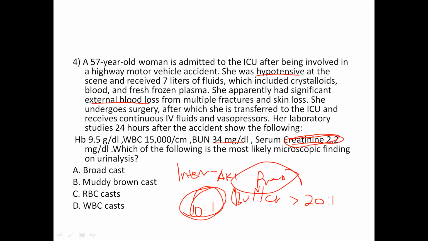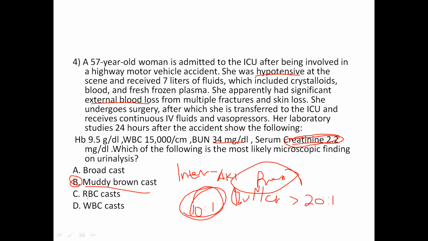So if the patient has this acute tubular necrosis and you send a urinalysis, which of these casts do you see in acute tubular necrosis? This is all about the question. In acute tubular necrosis, you see muddy brown, or granular, or dirty brown cast, or granular cast.